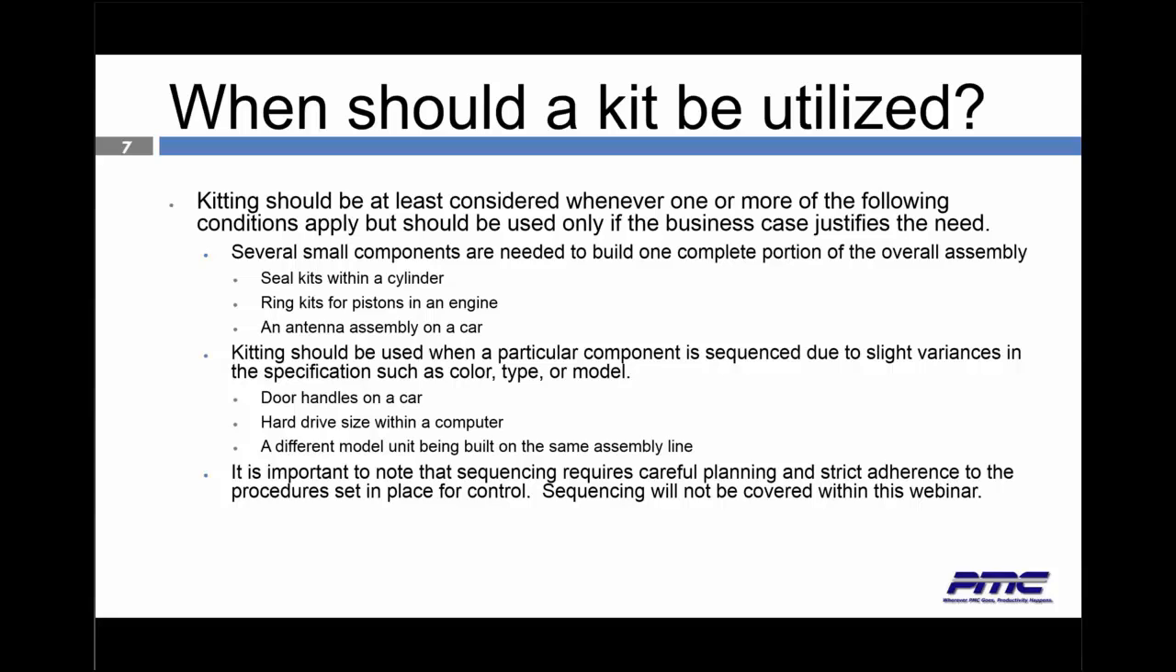Kitting should be used when a particular component is sequenced due to slight variances in the specification, such as color, type, or model. Door handles in a car is a good example. Hard drive sizes in computer manufacturing. Different models being built on the same assembly line could also be an example. Sometimes you want to look at the sequencing. It's important to note that sequencing requires careful planning and strict adherence to the procedures set in place for control. We will not be covering sequencing within this webinar. It's a whole other animal of its own.